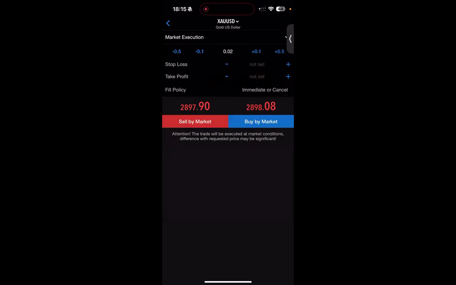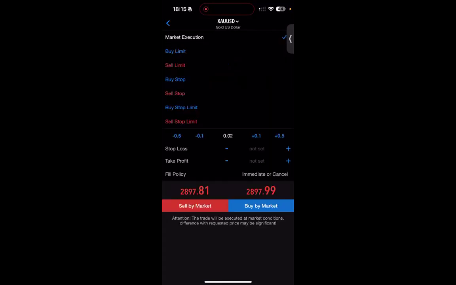This is the screen that you're going to see. Now, at the top, you can see it already says market execution because this is the most common trade. However, for those of you who click there and want to know, there are different types of trades you can take. These other ones are called pending orders: buy limit, sell limit, buy stop, sell stop.